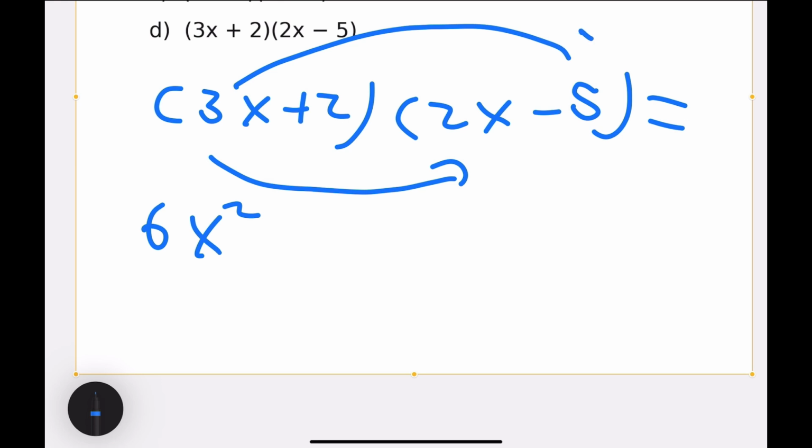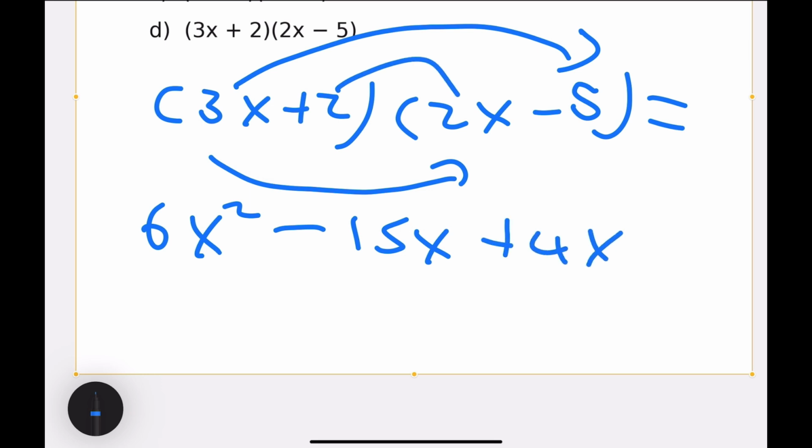And then we can do 3x multiplied by negative 5, so that would become a negative 15x. And then we can multiply the 2 by 2x to get 4x, as 2 multiplied by 2 is 4, and then it's an x, so it'd be 4x. And then we multiply the 2 by negative 5 to get negative 10.